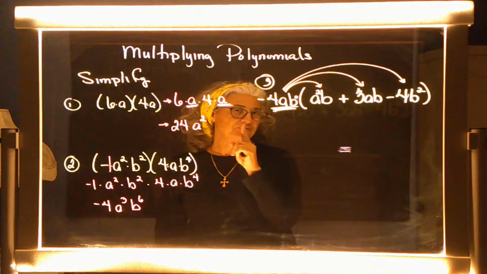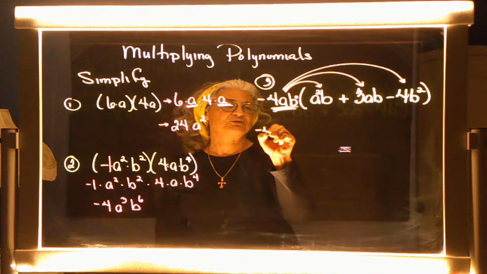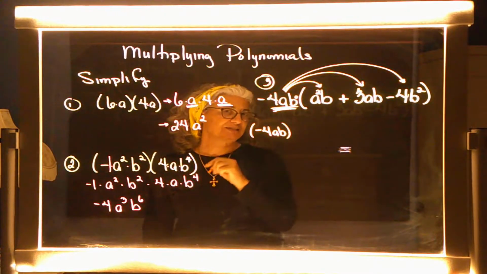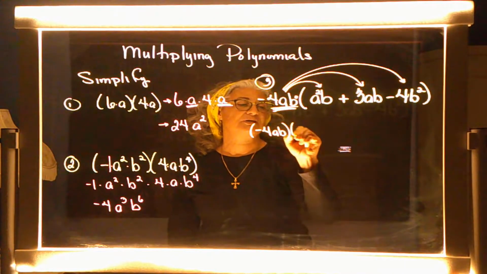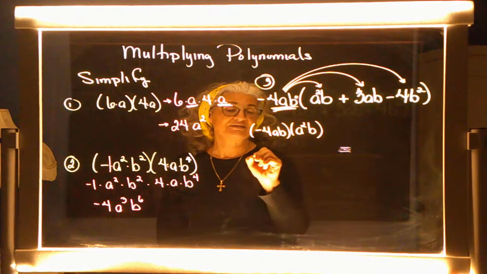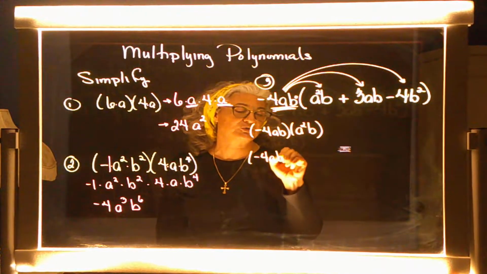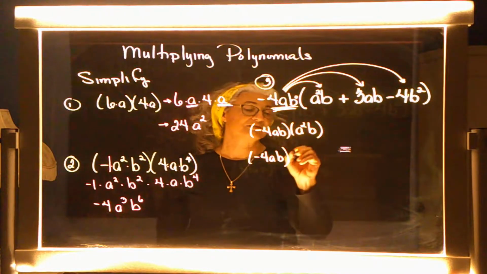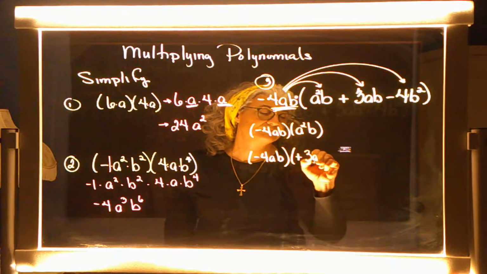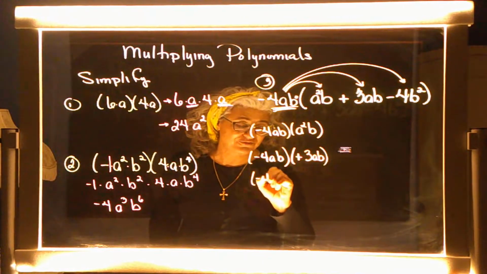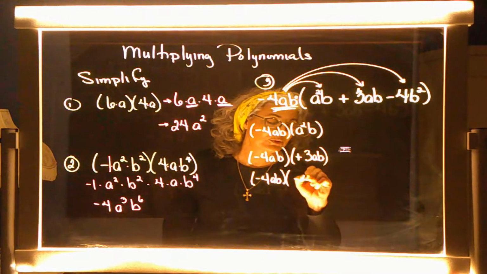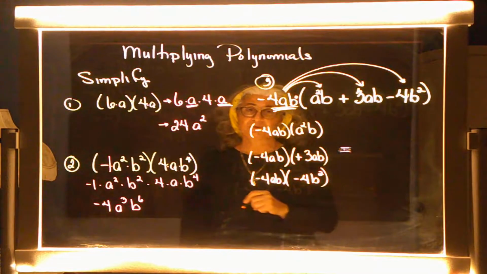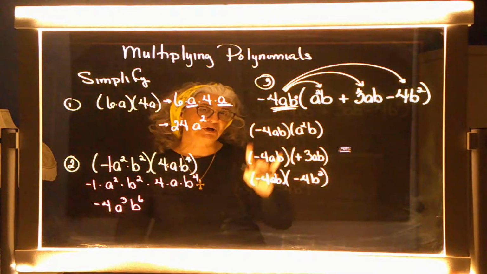Okay, so for some of us who are visual, we may literally want to write down the multiplication problems we have to do. So I have to take the -4ab and multiply it by what first? Good, the a squared b. And then I still have to take the -4ab and multiply it by what? Good, the positive 3ab, right? And then I still have to take the -4ab and multiply it by the -4b squared. Cool? Here are the 3 separate problems that I have to work on.